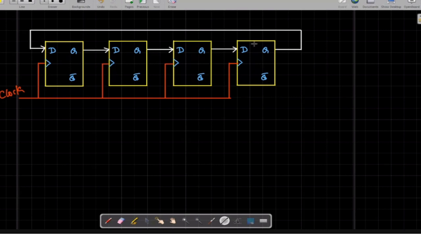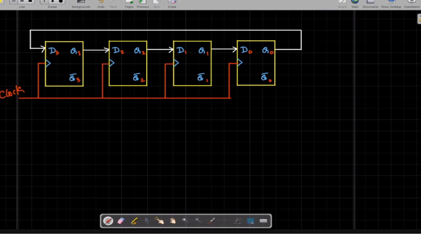So you can see this is the feedback path. Let me write it in this way. Let's say this is my D3 input. This is Q3, Q3 bar, D2, Q2, Q2 bar, D1, Q1, Q1 bar, D0, Q0, and Q0 bar. So this is the conceptual block diagram of a ring counter.